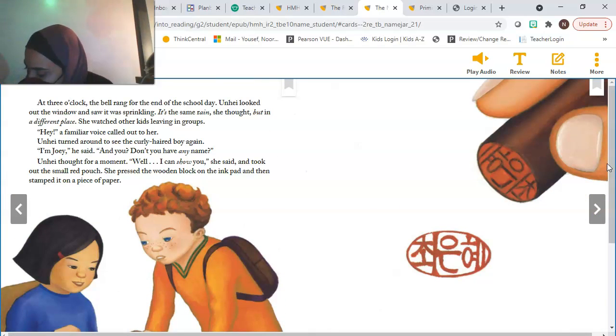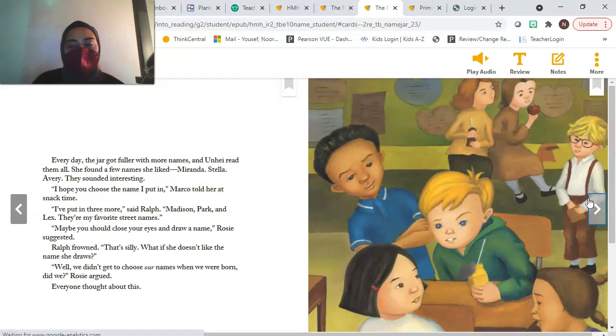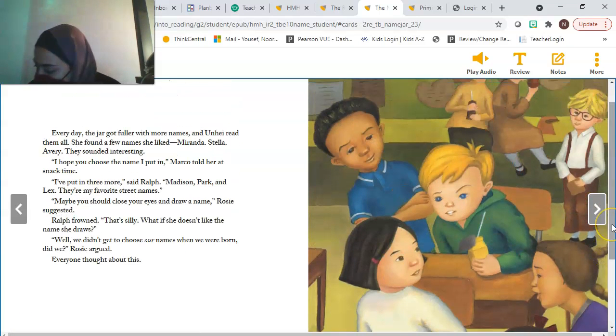What is interesting about Yoonhae's name stamp? What language is it written in? Is this English letters? No. It's written in what, everyone? Korean. It's written in Korean.